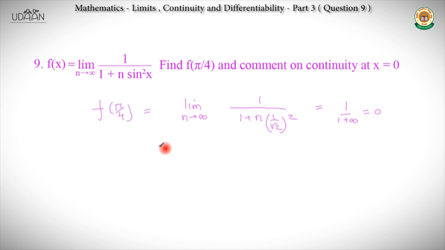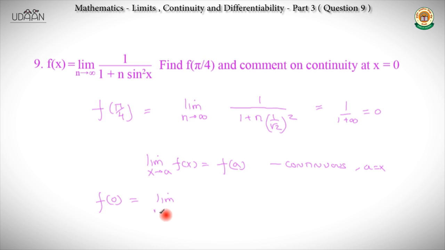Okay, so now the main part comes: checking the continuity of the function at x equals 0. How are we going to check it? We are going to apply the basic principle. The basic principle states that if the limit as x tends to a of f of x equals the value of the function at x equals a, then it's continuous at x equals a. Since we are checking continuity at x equals 0, first we find the value of f of 0. So we place x equals 0 in the expression.